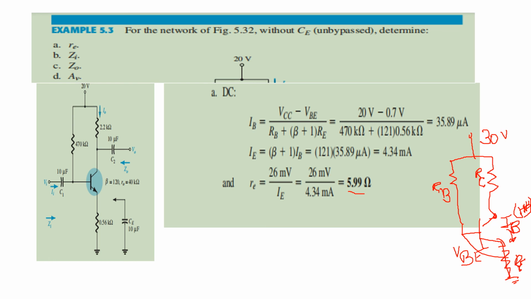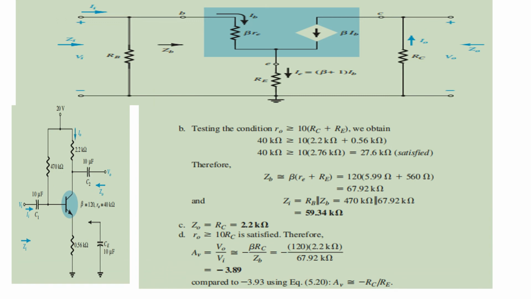Now we have to go to AC analysis to define the input impedance, output impedance, and the voltage gain. Here is the original circuit and the DC analysis circuit. Beta IB is existing, so actually we are using an re model. For R0, first we check the condition: R0 is 10 times greater than RC plus RE. If it is greater, then your condition is satisfied and you can perform an AC analysis.